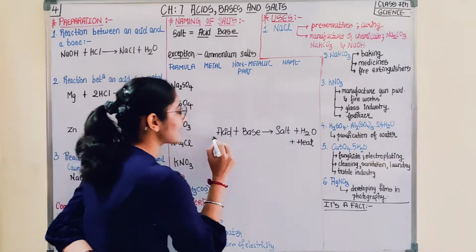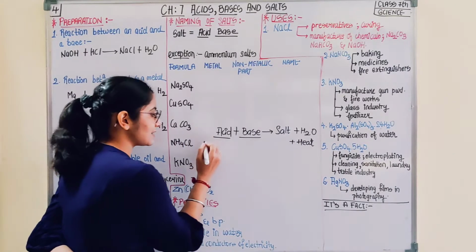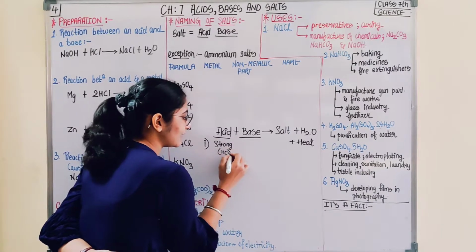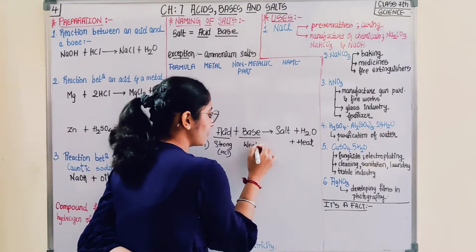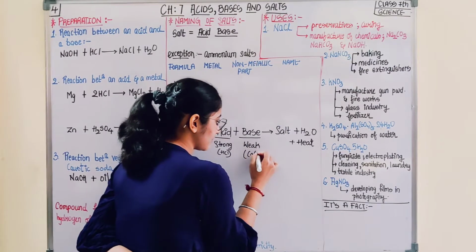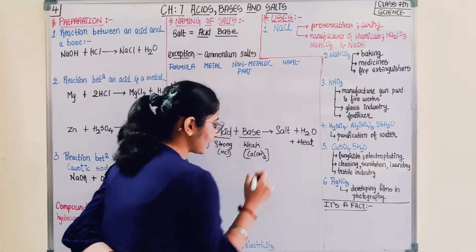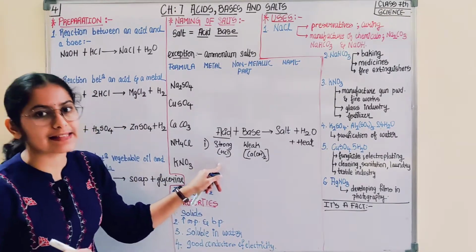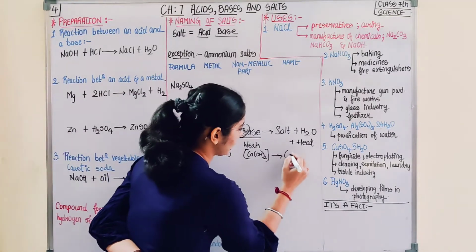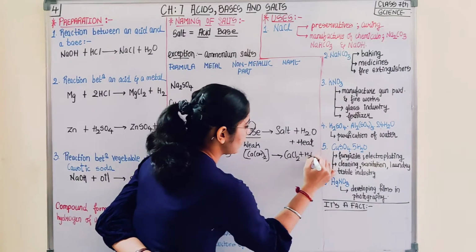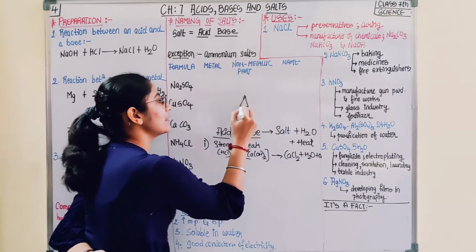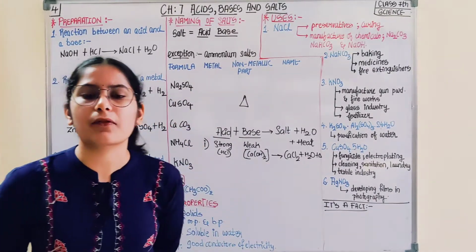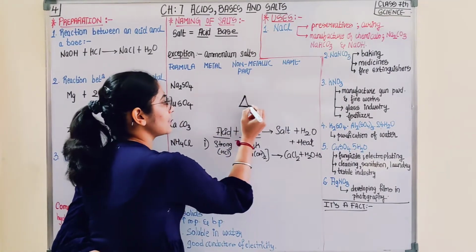So when I say acid and base, there are different cases. In the first case, if I take a strong acid like HCl, and a weak base like calcium hydroxide, and I make them react, we would be getting calcium chloride, water along with heat. This triangle represents heat. While writing the reaction in the form of an equation, you can represent this heat with the symbol triangle.